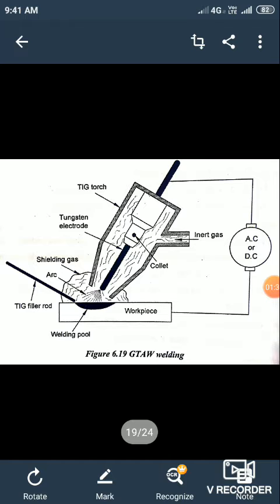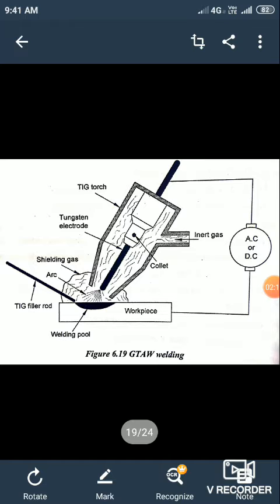It will produce a shielding gas, and it will help in preventing the atmospheric gas from interacting with the welding zone. And here we can use a filler rod. A filler rod may or may not be used. There is an electrode holder in which the non-consumable tungsten electrode is fixed to produce the arc.